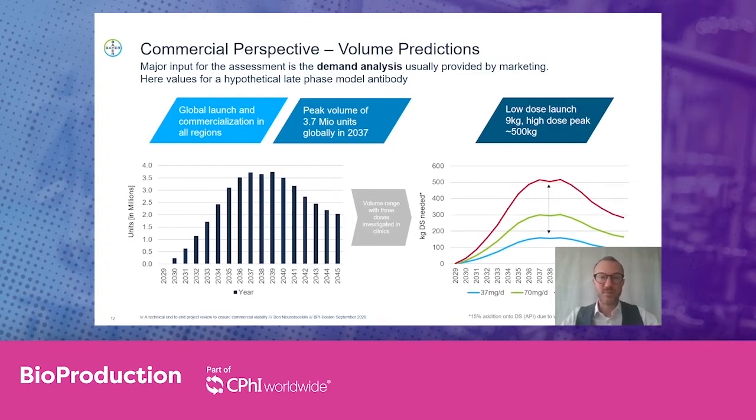The challenge at this point is that the overall range from launch to peak, considering all doses, can easily span 1 or even 2 orders of magnitude. And I think there's no need to explain to this audience that there is a big difference in running either a 1,000 liter bioreactor compared to a 10,000 liter bioreactor.